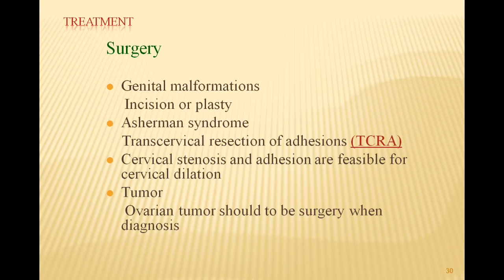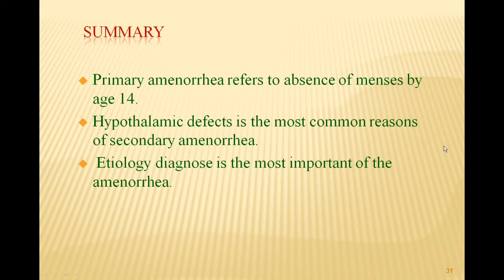If the patient has structural lesions, we can do surgery, such as for genital malformations, Asherman syndrome, cervical stenosis and adhesion, or tumor. Summary: primary amenorrhea refers to absence of menses by 14 years old. Hypothalamic defect is the most common reason for secondary amenorrhea. Etiology diagnosis is the most important thing in amenorrhea.